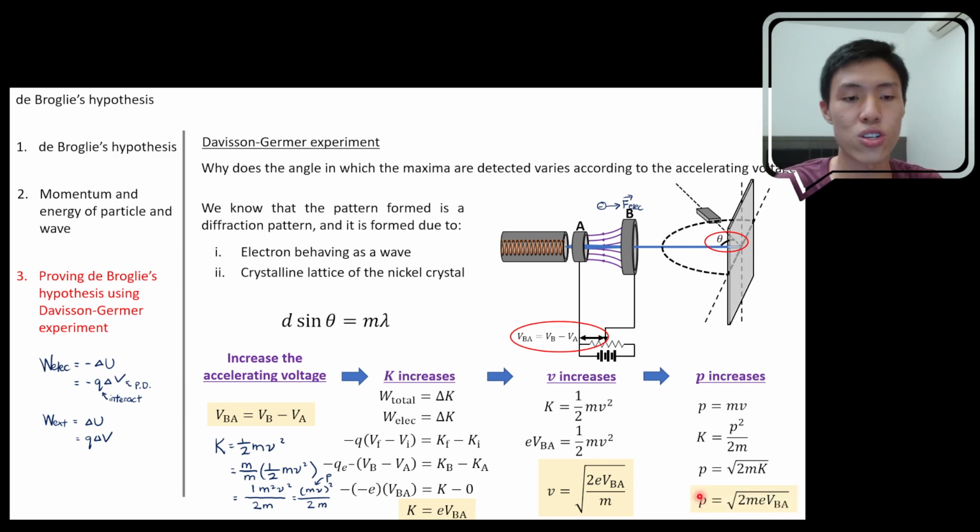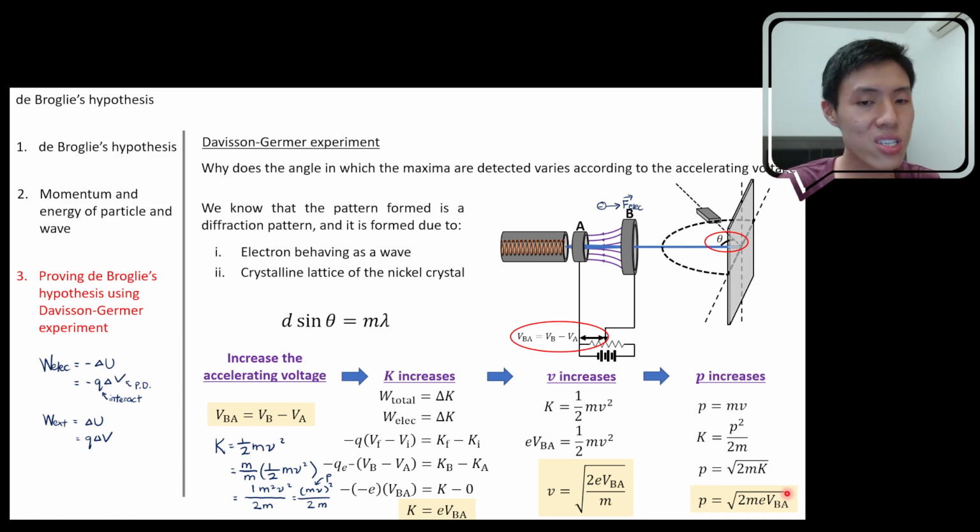Then you get this equation. The momentum is equal to the square root of 2meV. Okay, there's no equation that you need to memorize over here. I'm just showing how everything relates to each other. Later on in class, I will do a summary to show how everything relates to each other, and there's no equation that you really need to memorize actually.